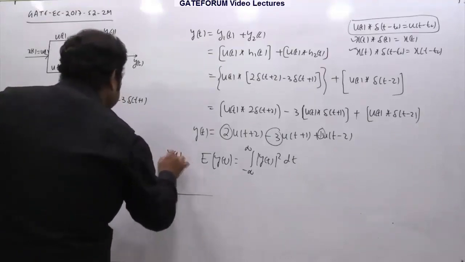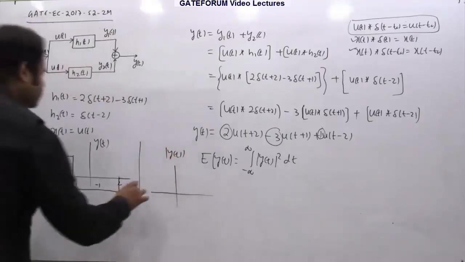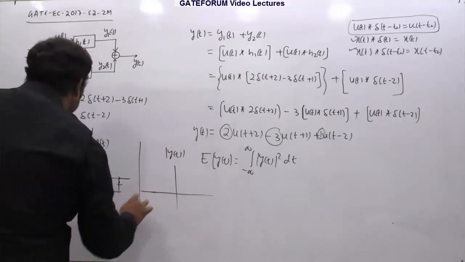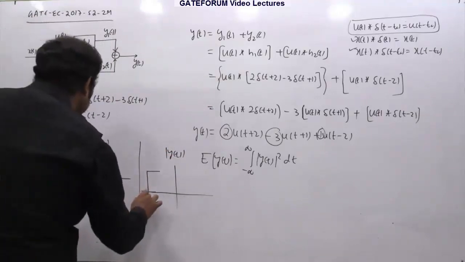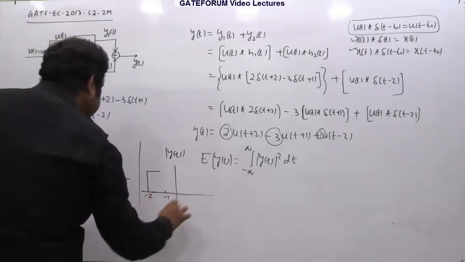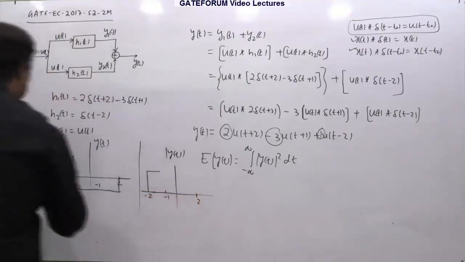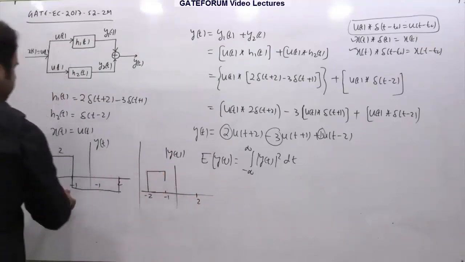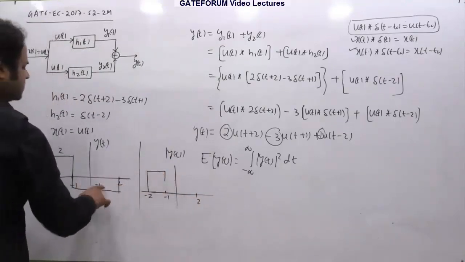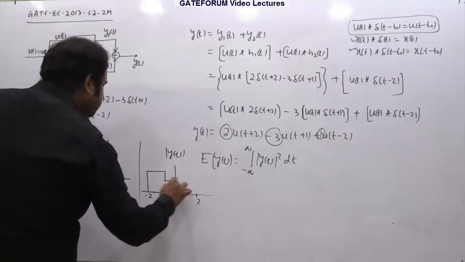So this is y of t. If I ask you mod of y of t, how does this look? What does the mod function do? The mod function makes the negative amplitude positive. If this is minus 2, this is minus 1, and this is 2, then between minus 2 to minus 1 it is 2, so mod of 2 is 2 itself. But between minus 1 to 2, it is minus 1, and the mod of minus 1 is nothing but plus 1.